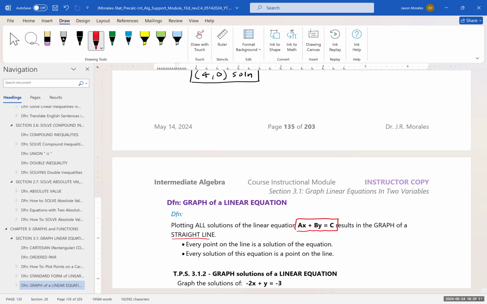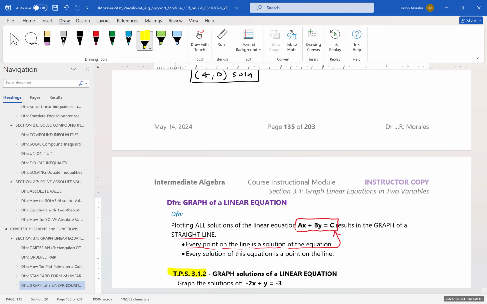So every point on the line is a solution of this equation, and every solution of this equation is a point on the line. So here we've got this think pair share.